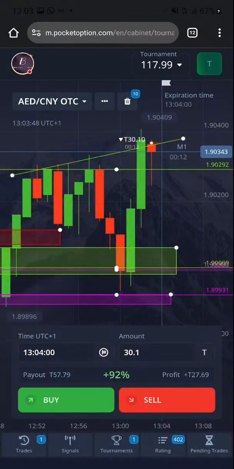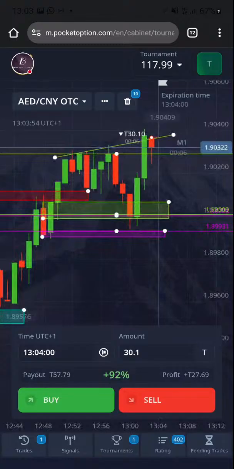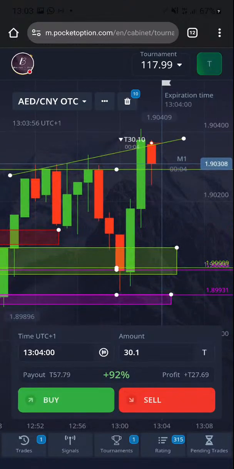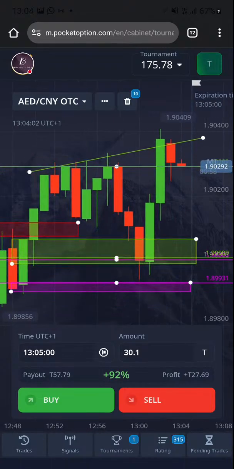Come on, give us a red candle. I really want them to give us this red candle. Thank you. That's good. Wasn't so bad after all.